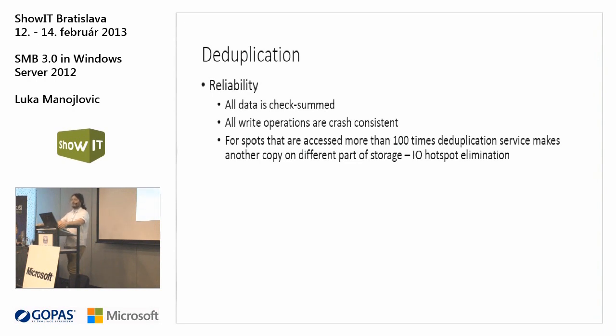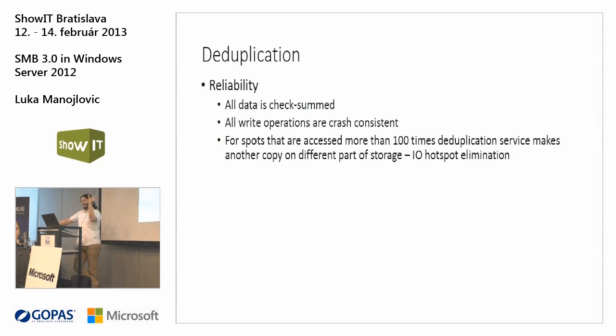How reliable is it to have deduplication turned on? All data is checksummed, operations are crash consistent, and there is another thing with deduplication: IO hotspot elimination. You know what that is? If you have a part of a disk, for example a VHD library with a lot of Windows Server VHDs, you will have a big part of the VHD that is deduplicated.